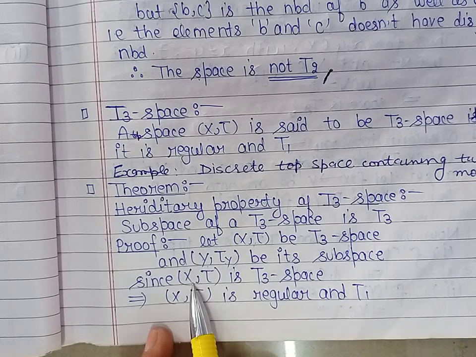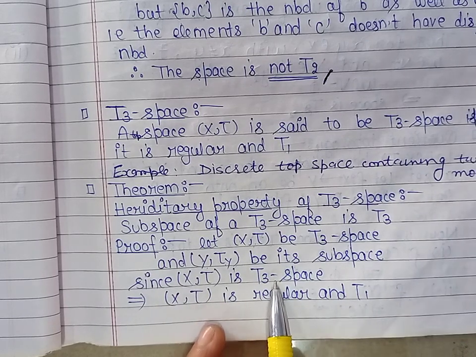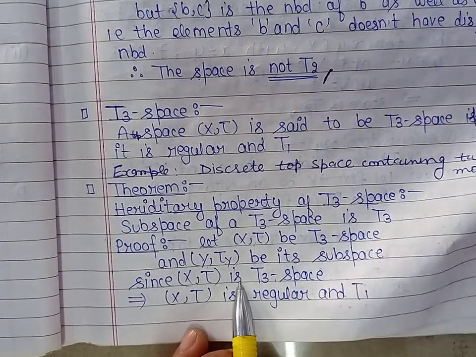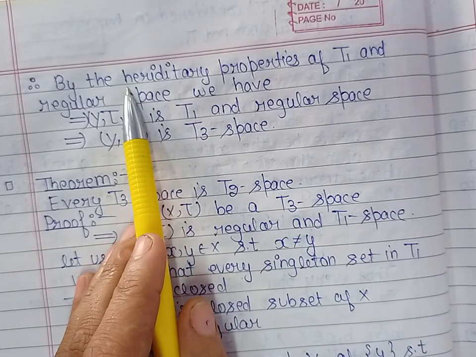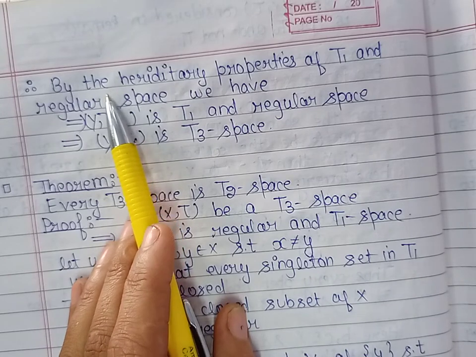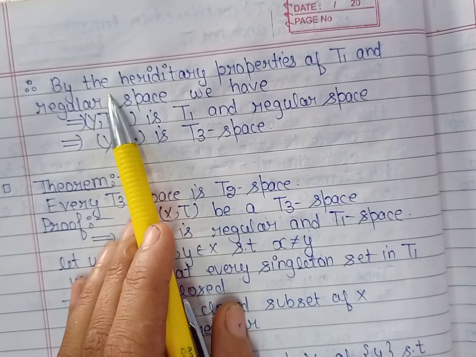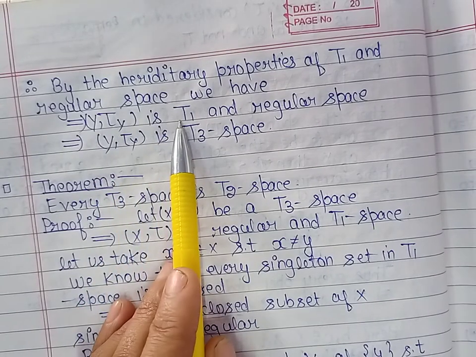Now because the topological space (X, tau) is a T3 space, by definition of T3 space, this topological space is regular as well as T1. Now because this space is T1, and we already discussed the hereditary property of T1 spaces, it means a subspace of a T1 space is T1. Therefore (X, tau) is T1 implies that its subspace (Y, tau_Y) is also T1.